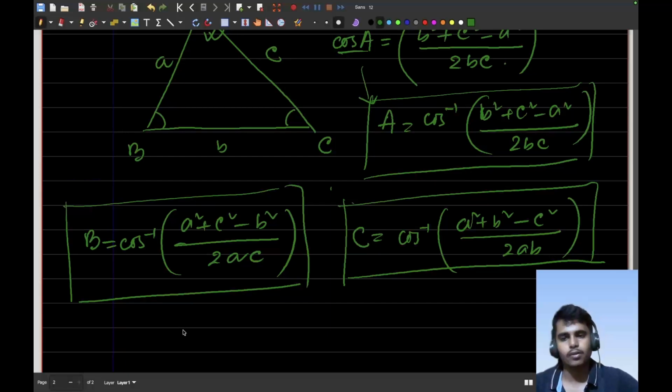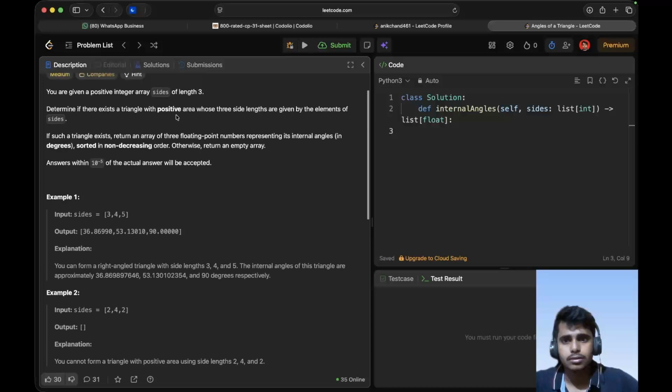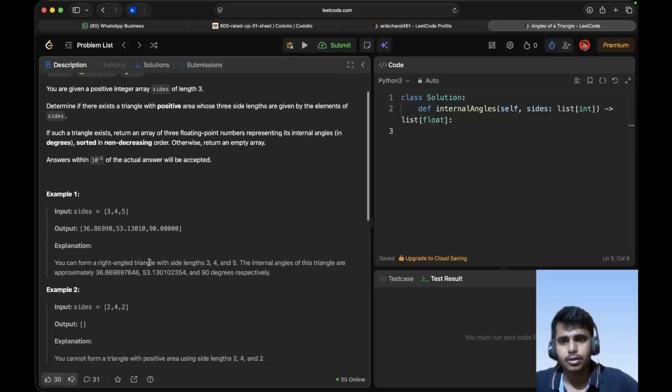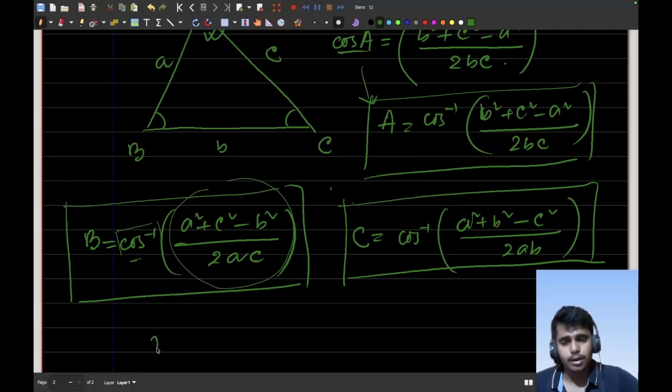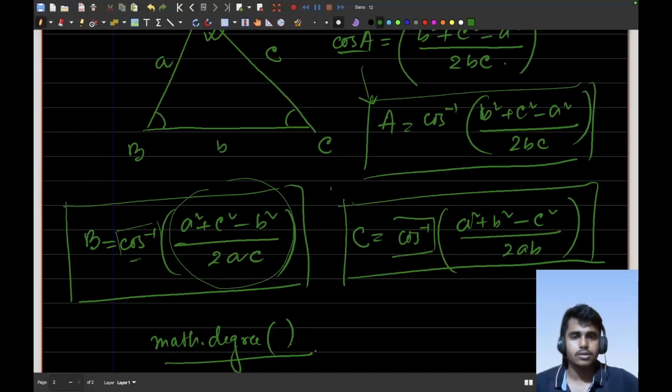So at first, how can I get this cos inverse? A, B and C, this thing I can calculate, and also I have to give the answer in degrees. So I have to apply the math.degrees function, and also for the cos inverse there is another function, math.acos.